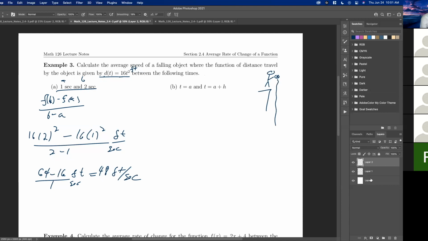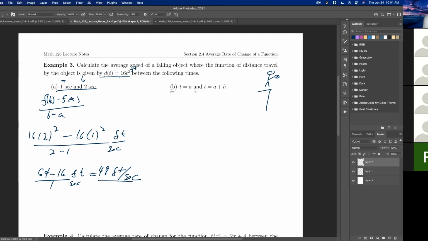Whee! Right? And the distance here would be in feet. This is assuming a lot of things, like no wind resistance.